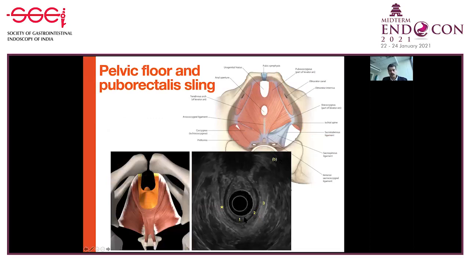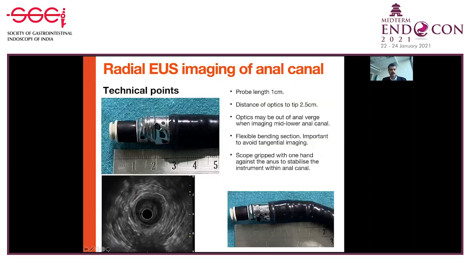Now, layer 1 is the slightly echogenic inner mucosa and submucosa layer. This is the internal anal sphincter. This star is on the conjoint longitudinal ligament. And 3, the hyperechoic layer, is the striated muscle or the external sphincter.